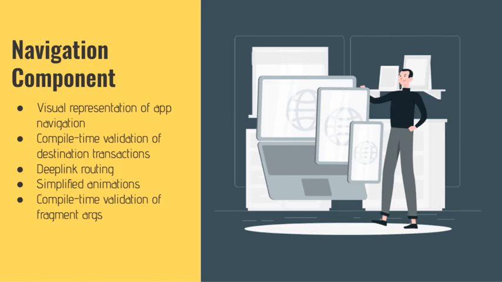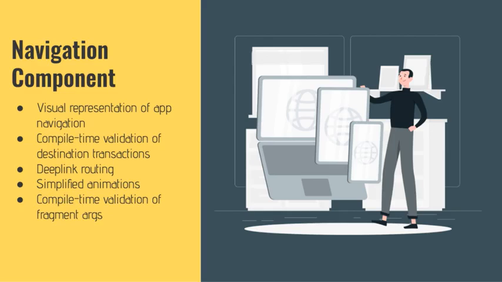Again, compile time validation of destination transactions is really nice. Being able to know that we have the right data when we're going from one fragment to the next is really helpful. Deep link routing is another feature that is built right into the navigation component. It makes it very easy to specify which deep links a particular fragment needs to handle. And the navigation controller, which we'll talk about in a minute, can handle those deep links and route them to the proper fragments as they are received, which is really, really helpful.